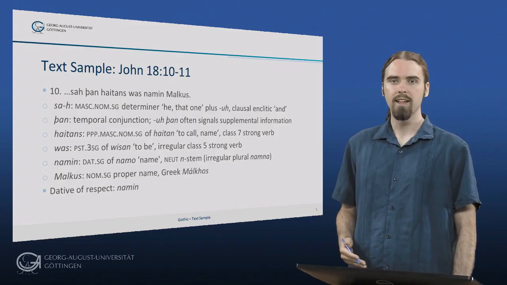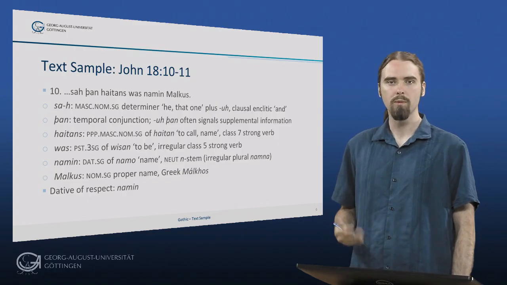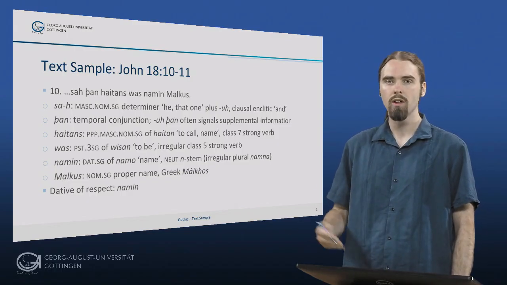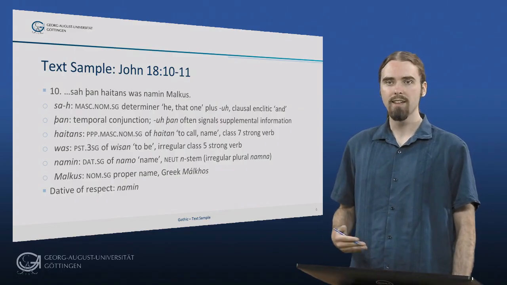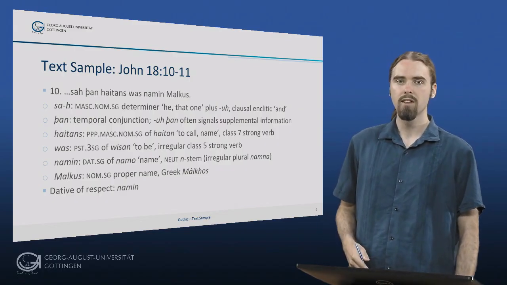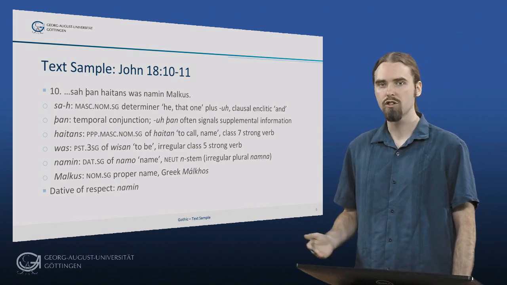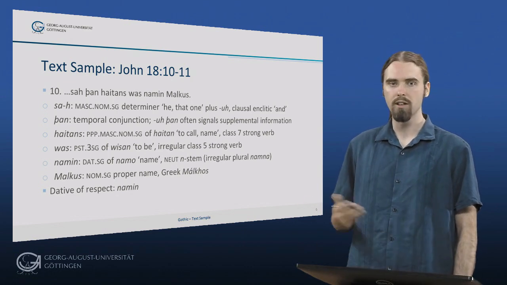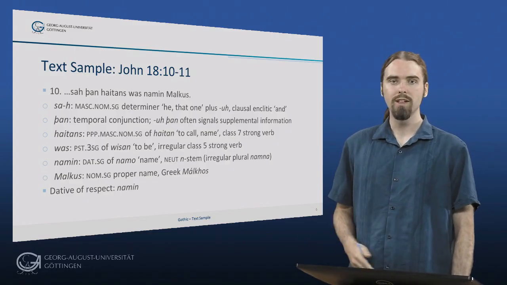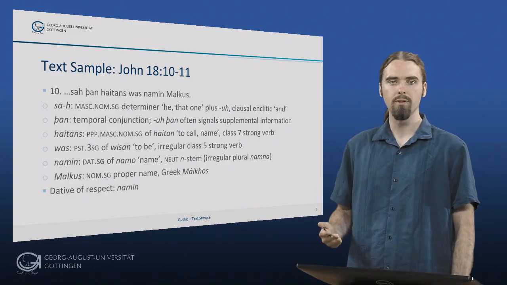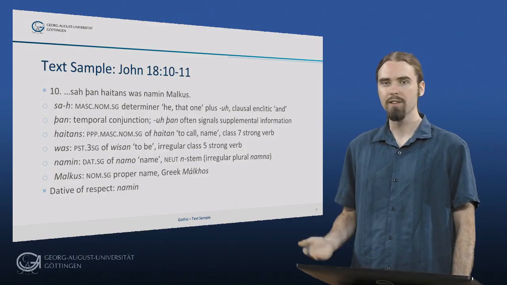Haitans was is a typical passive construction. The verb haitan is normally transitive, "to name" or "to call," with a direct object. In the present, the synthetic passive haitada, "is named," could have been used, but in the past, Gothic has to employ a periphrastic construction with the past participle and an auxiliary verb. The order of participle first and auxiliary following is typical for Gothic and is not derived from the Greek Vorlage, which uses a rather different construction overall.